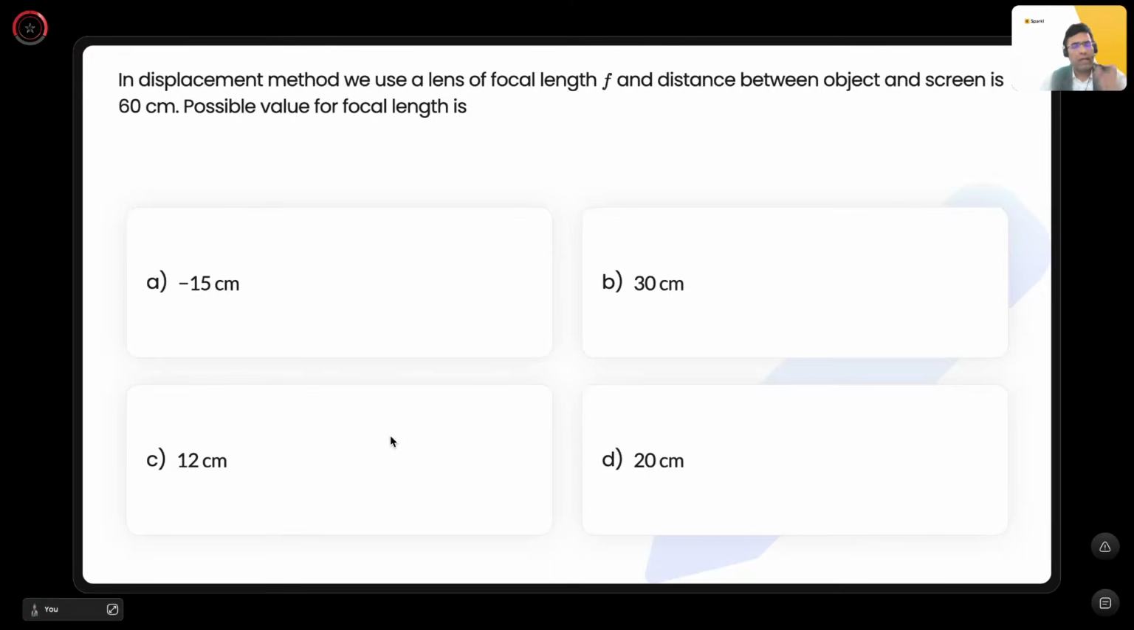Displacement method, again a very important topic, right? So in displacement method, we have a lens of focal length f and distance between object and screen is 60 centimeter. Find the possible value of focal length.